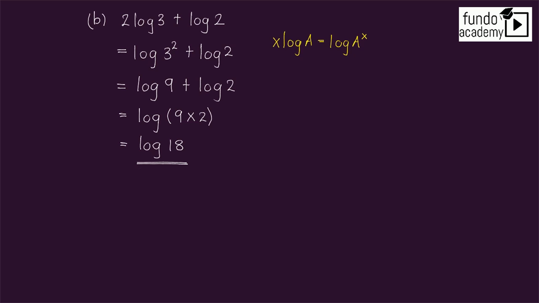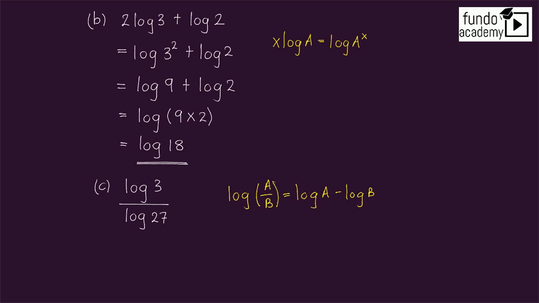Alright, let's go on to the last one. We have the logarithm of 3 divided by the logarithm of 27. Now, I don't want you to confuse this with the second law, in which we were saying that the logarithm of a over b is equal to the logarithm of a minus the logarithm of b. This is a different situation altogether. The logarithm of the numbers a over b is different to the logarithm of 3 divided by the logarithm of 27. So you need to be careful right there.